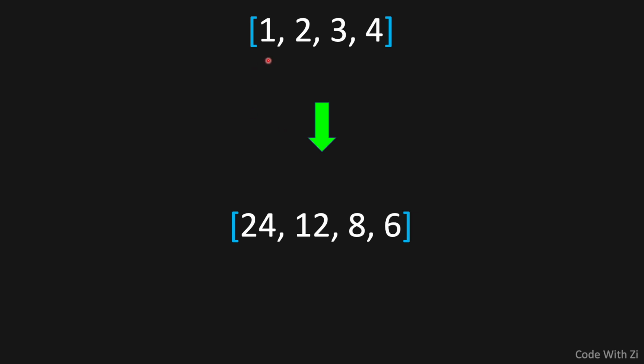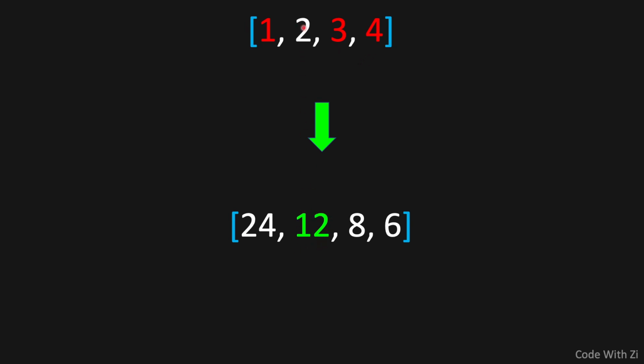Well, as you can see, the product of this array is basically this array here. Why? Well, for example, if we take a look at 24, 24 came from 2 multiplied by 3 multiplied by 4. So 24 is the product of this array except self, except 1, which is at this position, as you can see. If we move on to 12, for example, 12 came from 1 multiplied by 3 multiplied by 4. Why did we ignore 2? Because we have this position.